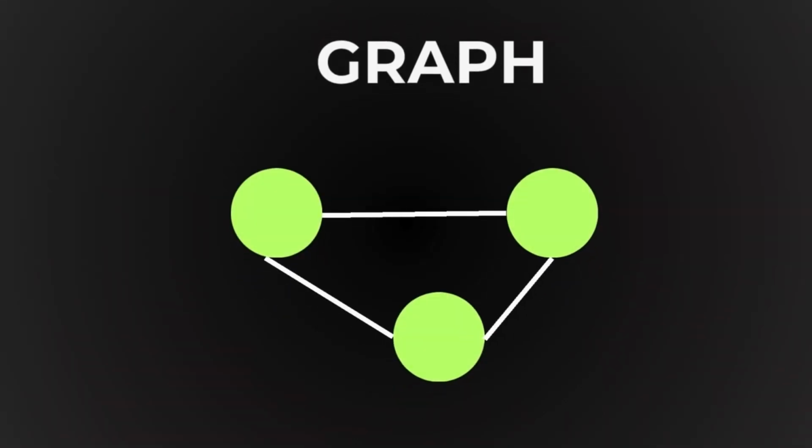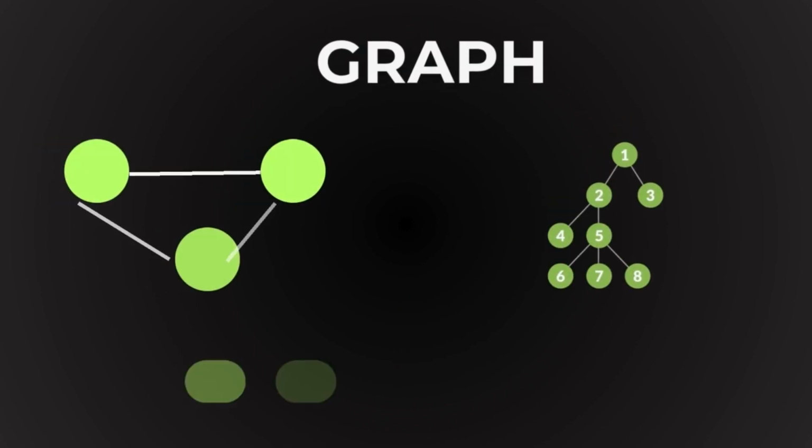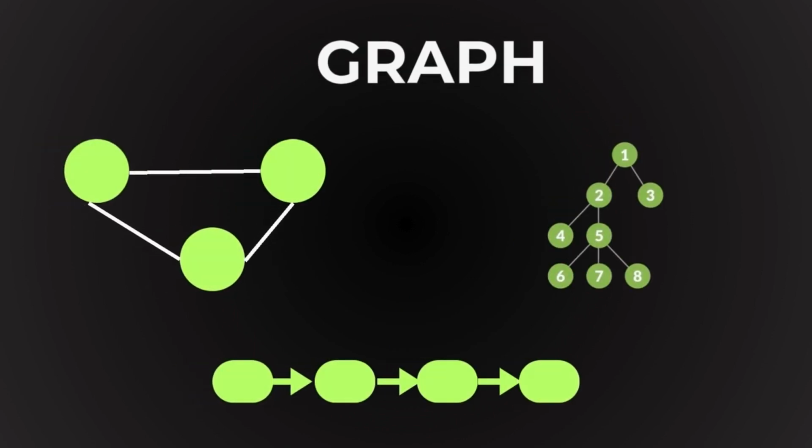Lastly, we have graphs. Graphs are basically models for a set of connections. Like trees, graphs are made up of nodes and edges. In fact, trees and even linked lists to an extent are technically types of graphs, but graphs can get a lot more complicated. In a graph, there are fewer restrictions than with trees.